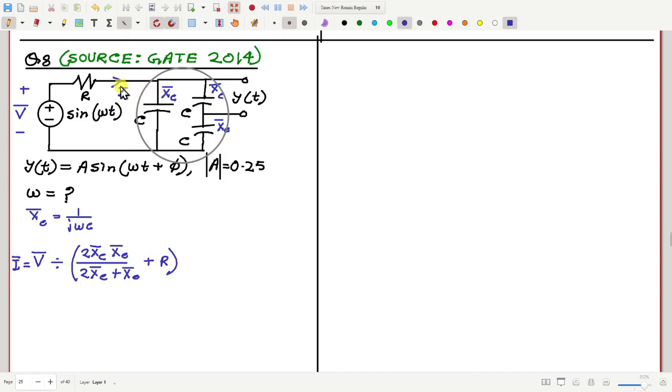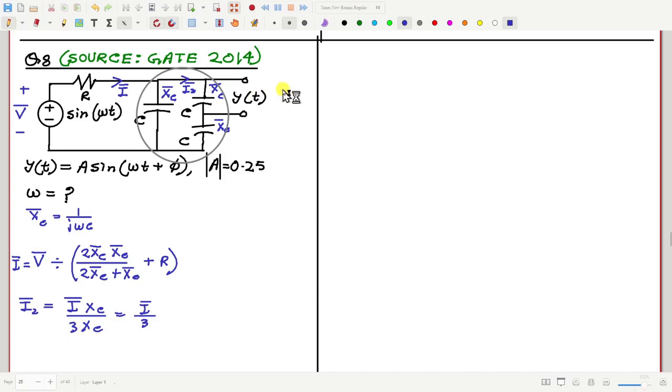Now part of this current I goes through the branch with impedance Xc, and the rest goes through the branch with impedance 2Xc. If I call this I2, then how much is I2? We are using the current divider rule, so I multiplied by Xc by 3Xc. So this is I by 3, and this will be I2.